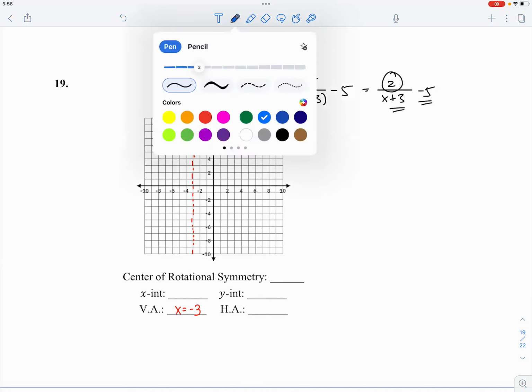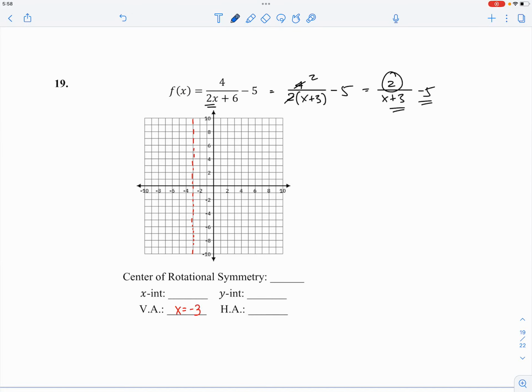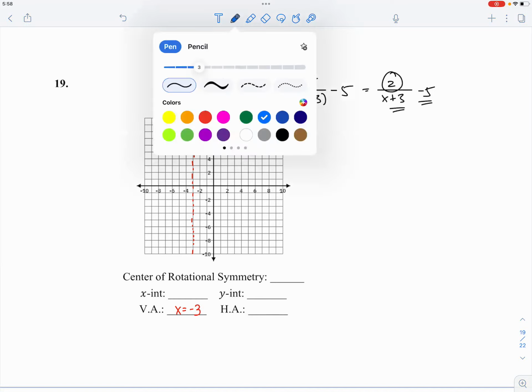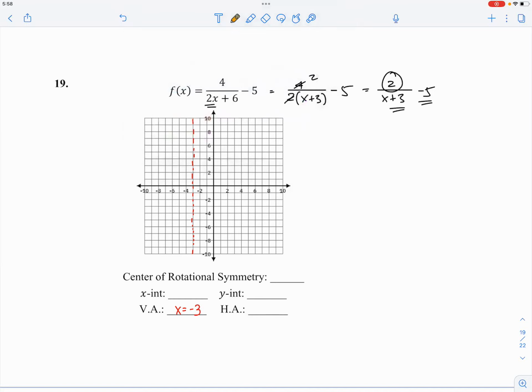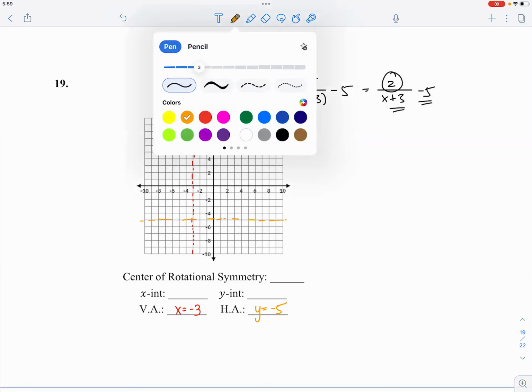And then for the y value, for the horizontal asymptote, we go ahead and use orange. Since the graph is being pushed down 5 units, so there we go. This would be y equals -5. Okay, y equals -5 for the horizontal asymptote. And now, what about the points?